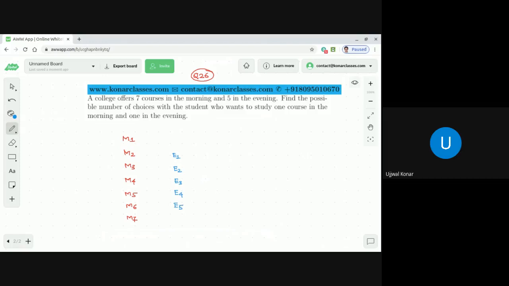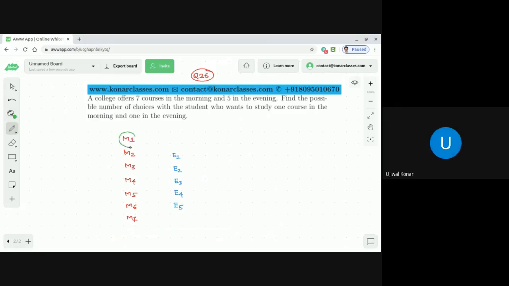What is the question? Find the possible number of choices for a student who wants to study 1 course in the morning. Suppose I am a student. I want to take the course M1 in the morning.